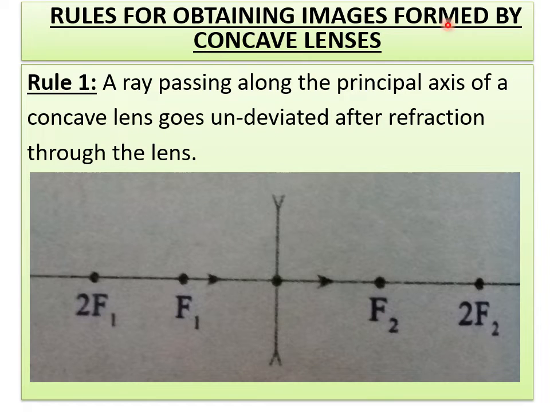Now the rules for obtaining images formed by concave lenses. I am telling the rules together, children, so keep everything in mind. First rule: a ray passing along the principal axis of a concave lens goes undeviated after refraction through the lens. It is similar to your convex lens. Once you observe the arrows, the arrow indication shows it is a concave lens. In this case also a ray passing through the principal axis goes undeviated after refraction, similar to the convex lens condition.